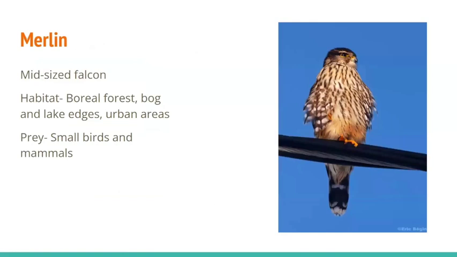Next, we have the merlin. So they're slightly larger than kestrels. And for habitat, we tend to see them in boreal forests, bogs, and lake edges, and also in urban areas. They will prey on small birds and also small mammals.